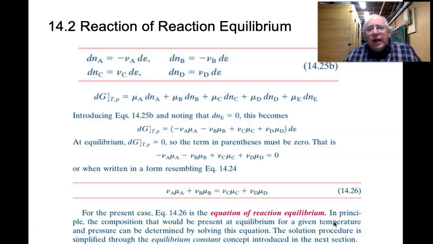As you see at the bottom of this slide, it says in principle, the composition that would be present at equilibrium at a given temperature and pressure then can now be solved by solving that equation. The solution is then shown in the next section by employing what is referred to as the equilibrium constant. And so keep in mind that each of these chemical potentials correspond to an individual molecule or atom, and they are defined by the molecular atom's temperature and pressure within the mixture.